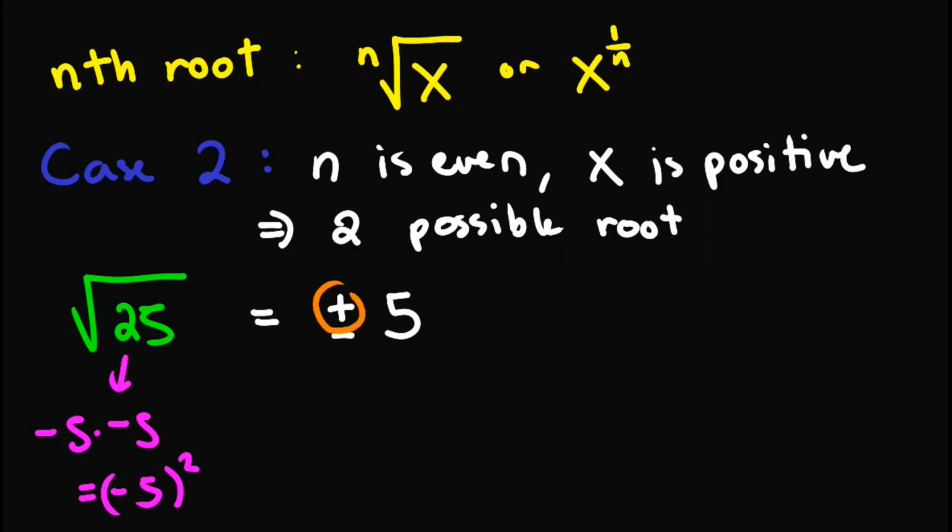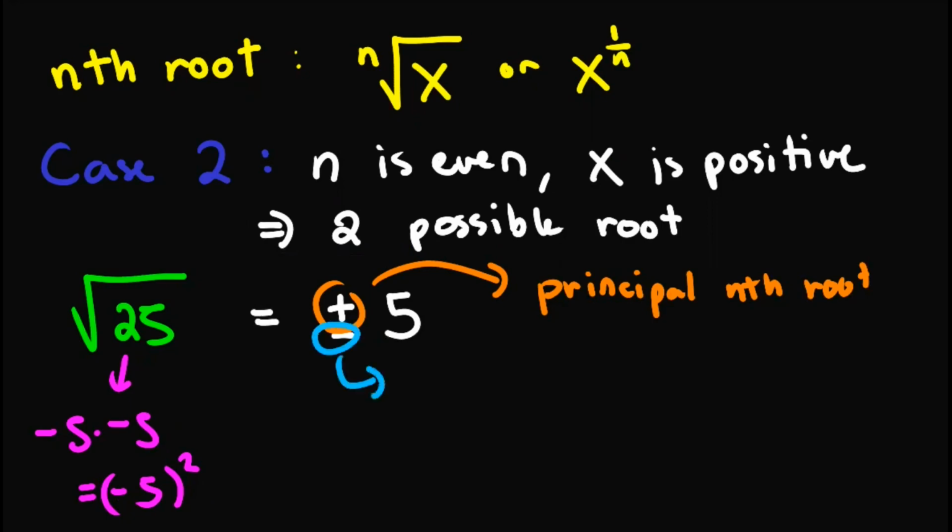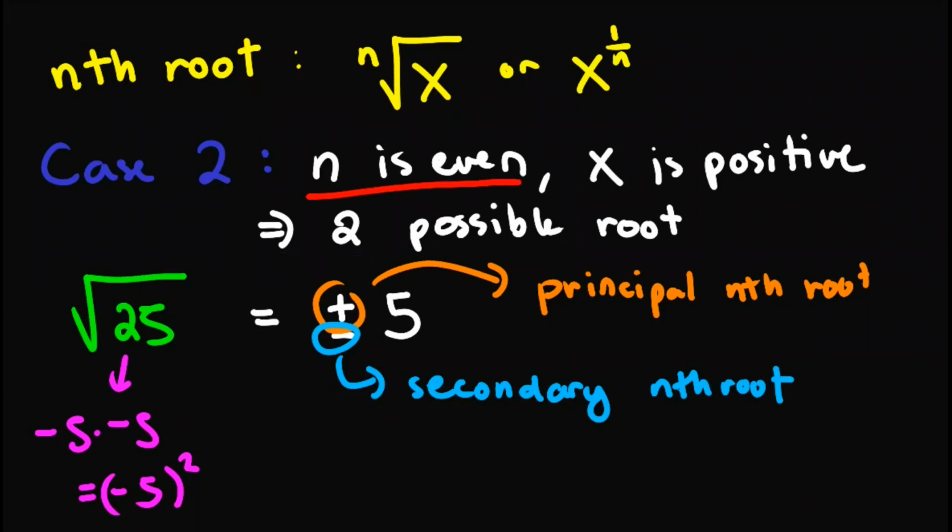The positive component here represents the principal nth root, while the negative component represents the secondary nth root. So take note of that. That is for n is even and x is positive.